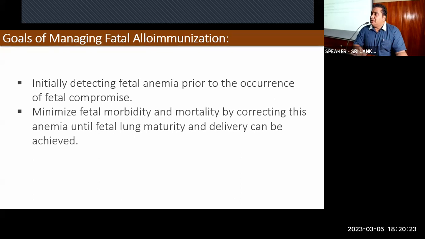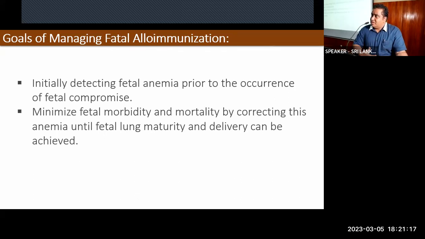Our goals of managing fetal alloimmunization should be targeted to detect initial anemia or further progression of the anemia. You may see a fetus with hyperdynamic circulation, marked by a high peak systolic velocity in the middle cerebral vessels, right? But up to a hemoglobin of 10 to 6, the hyperdynamic velocity can be present, and it further increases after the Hb drops below 6, which is a very fatal hemoglobin level for the fetus. So that is the detection of anemia, and then we have to either deliver or give a transfusion, one of the two. So we minimize fetal morbidity and mortality by correcting this anemia.